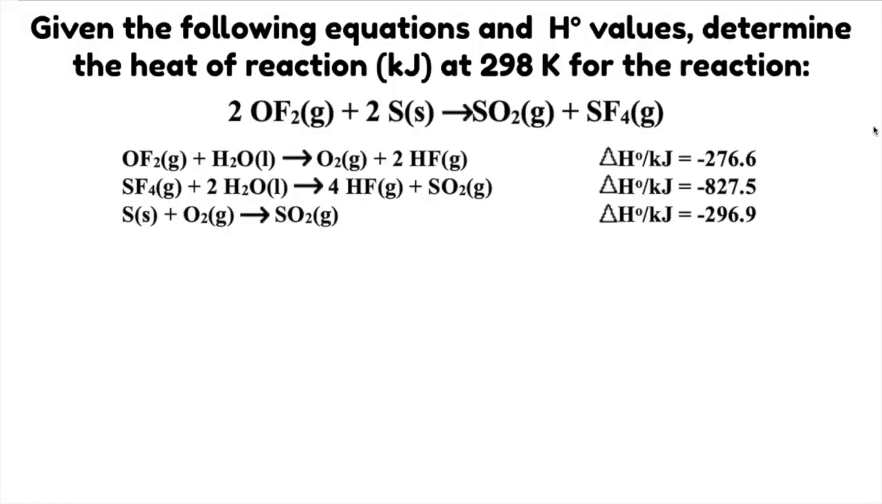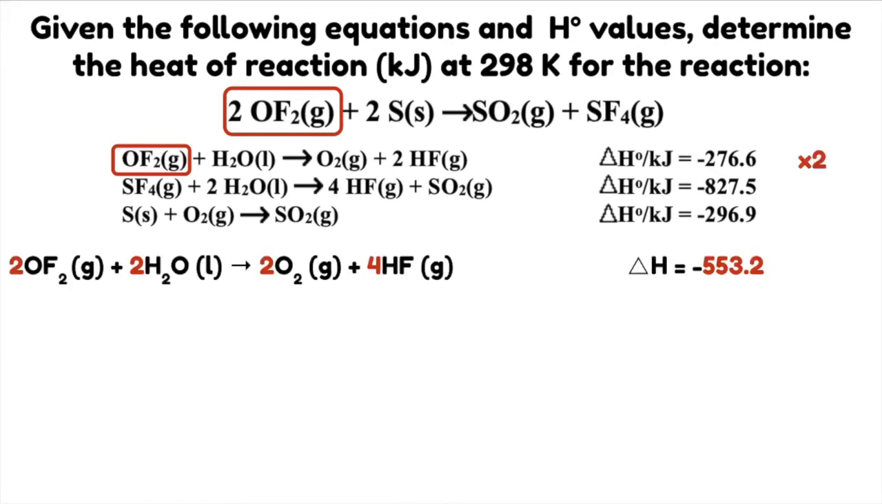Given the following equations and enthalpy values, determine the heat of reaction at 298 Kelvin for the reaction 2OF2 plus 2S yielding SO2 plus SF4. So let's start right away with the first equation. OF is here, reactant side. The main equation, you have 2 moles. So you have to multiply equation A by 2, right? So I'll have this. 2OF plus 2H2O yielding 2O2 and 4HF.